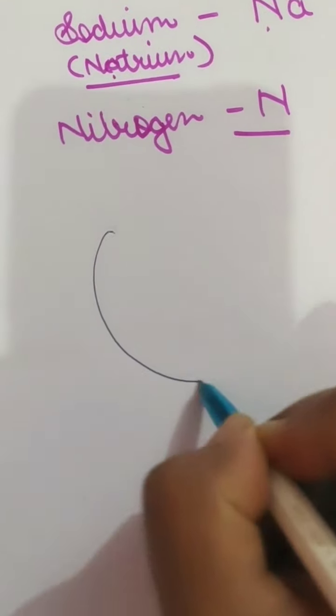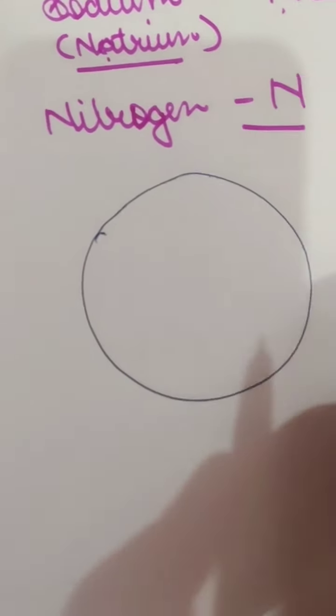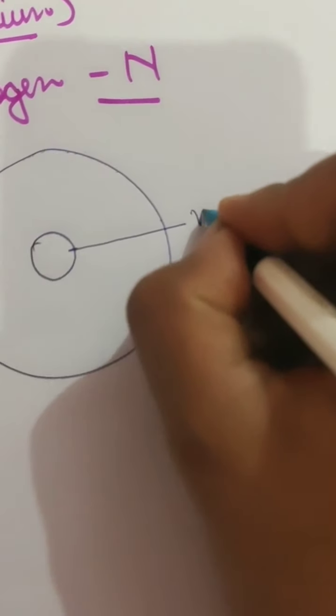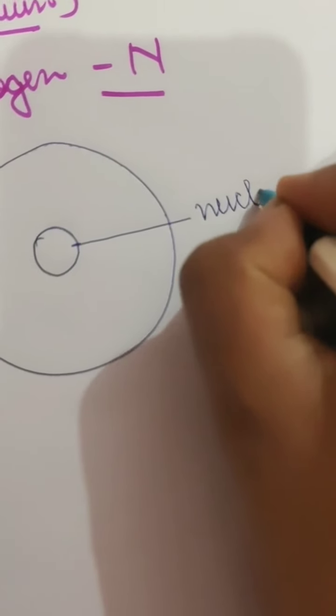Like this is a structure of atom. In the center it's the nucleus. In a cell also we have a nucleus. So in the nucleus there lie protons and neutrons.